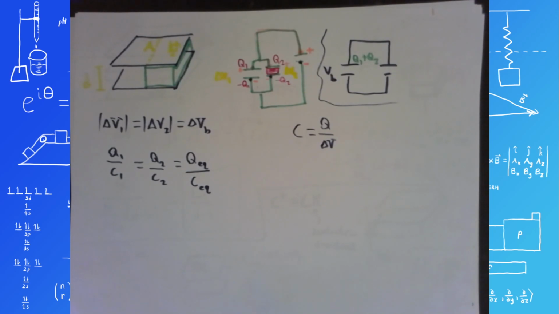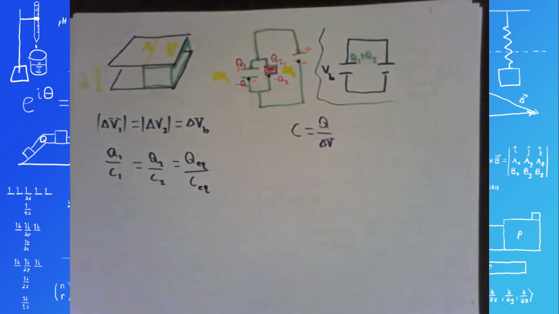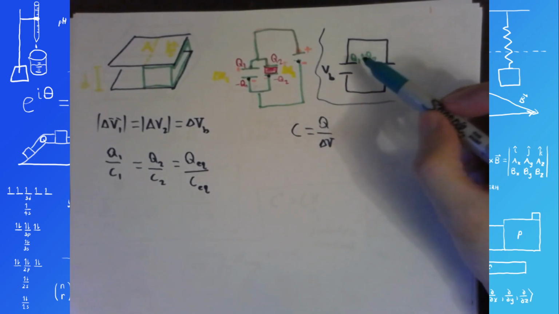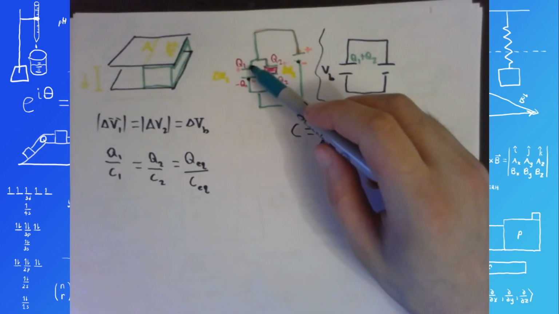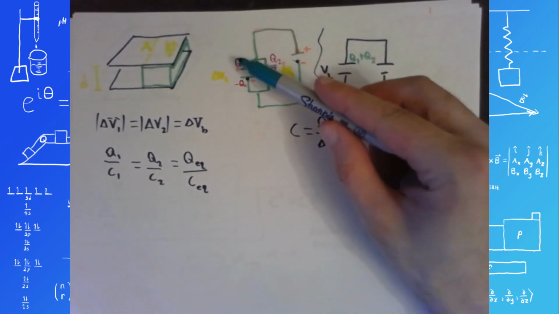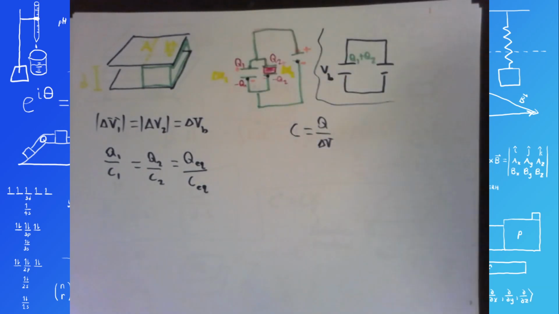So an equivalent capacitor to these two would use up the same amount of volts to separate the same amount of charge. There we go. And to separate the same amount of charge, you'd have to have a charge on it that's equal to the total charge of the original two. Okay, now I feel like I've sufficiently justified it.